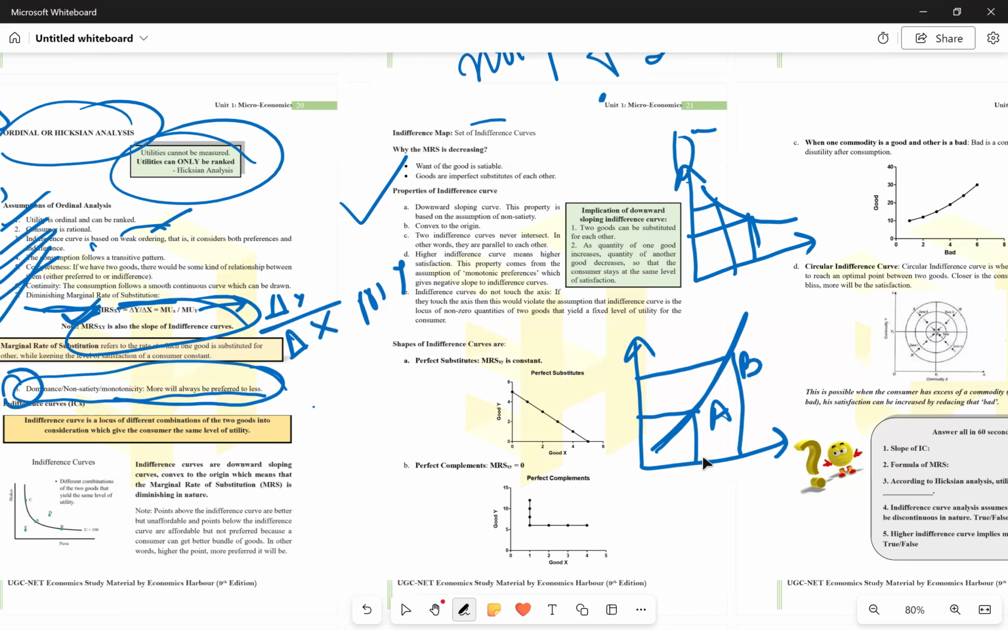Okay, now at point B, we know that we are getting more of both the goods here, right? And one thing we've studied is that more of both the goods would be preferred. It will give you more satisfaction. So that assumption will be nullified here. Another property of the indifference curve is its convex nature.